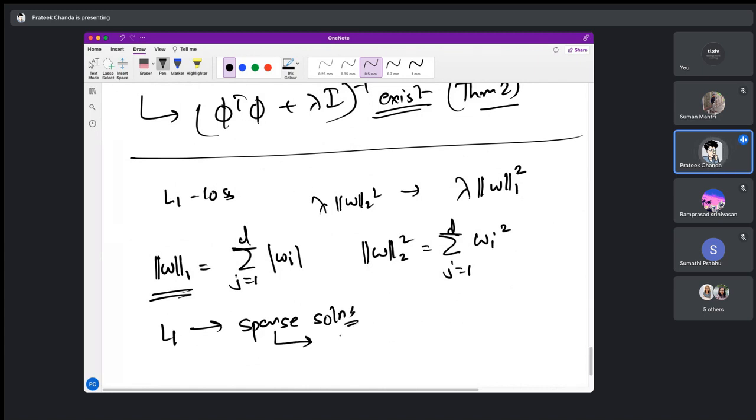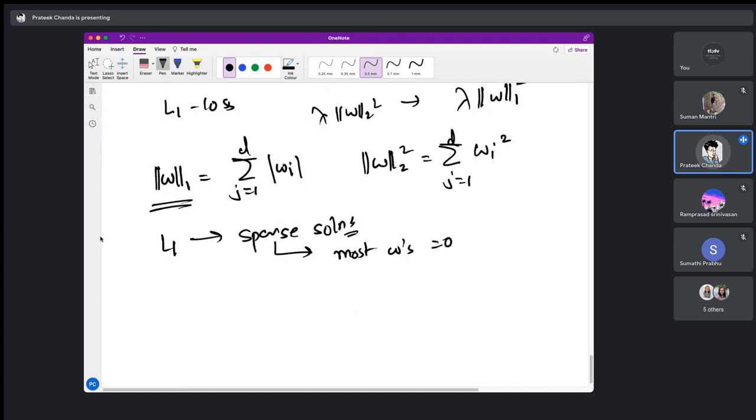What do you mean by sparse? Sparse means that most w's are actually equal to 0. It's again in the same analogy, but I won't go into too much detail. There is very in-depth mathematical, theoretical analysis in different research papers that actually show this, but since it's too advanced, I'm not going through it in this lecture. So that's the idea: L1 actually provides me most w's equal to 0.